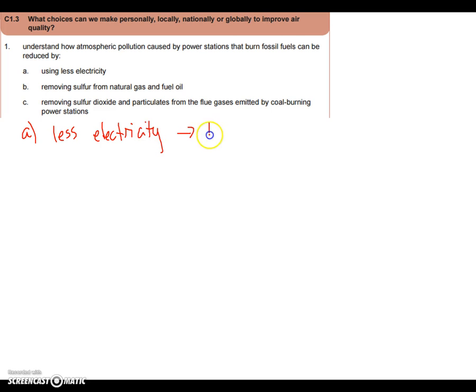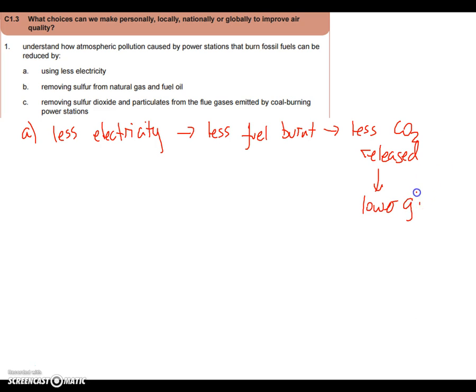then less fuel needs to be burnt, and therefore less CO2 released, and therefore lower global warming. Okay, and if that was a 6-mark question, describe and explain how using less electricity would affect atmospheric pollution, you would be expected to be able to discuss all of those steps: less electricity, less fuel burnt, less CO2 released, less global warming, and be able to talk about each of those steps.